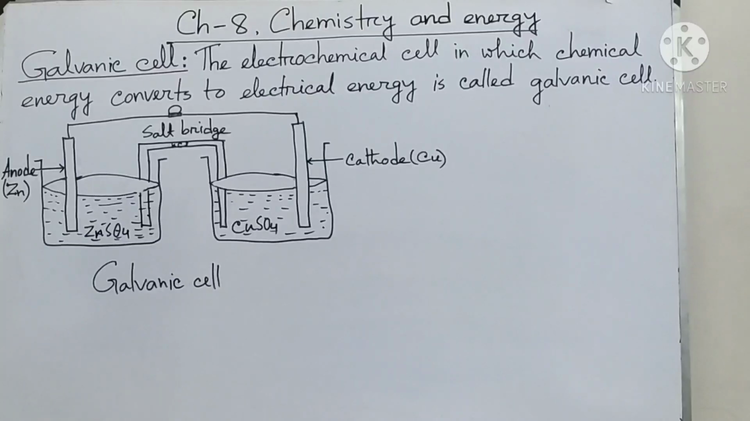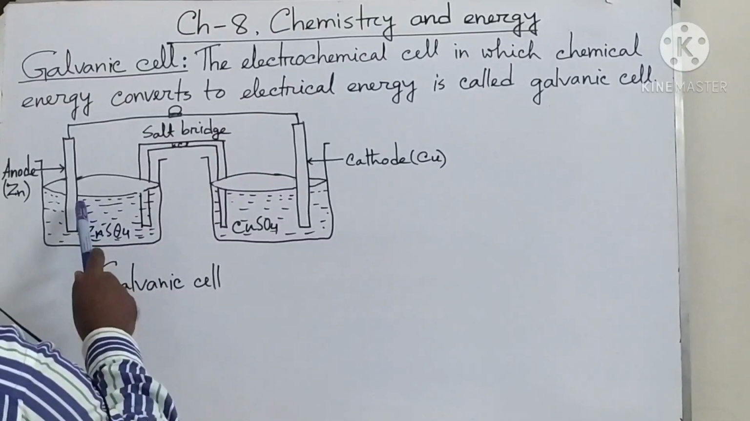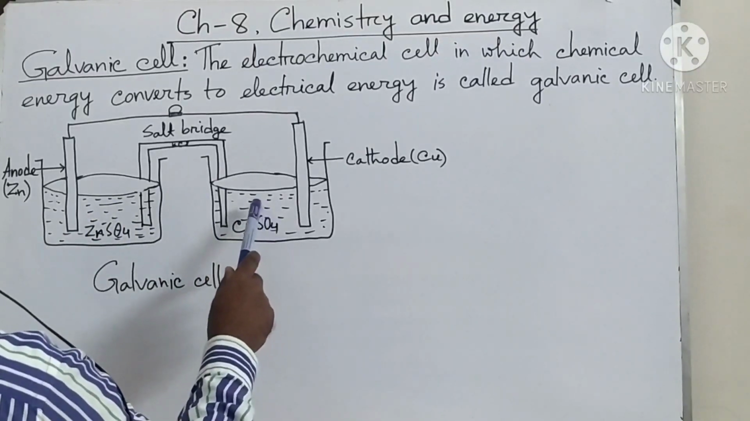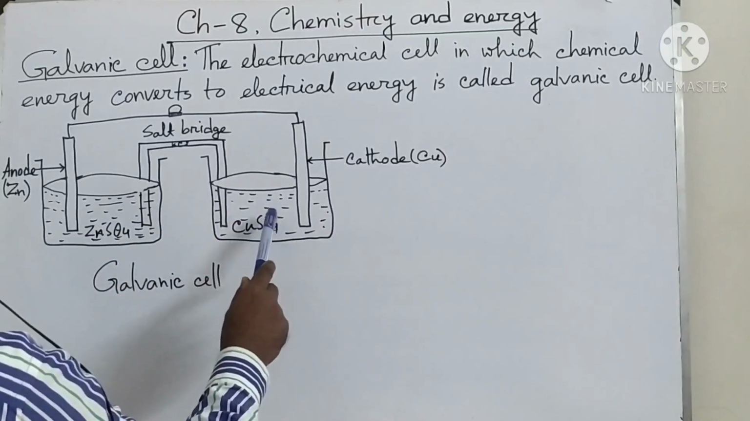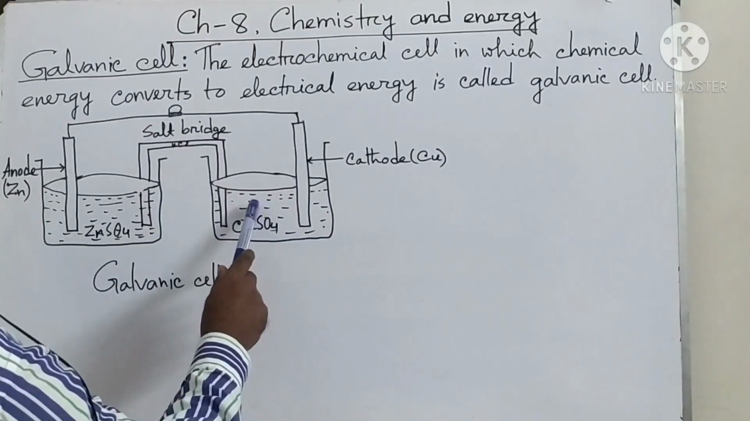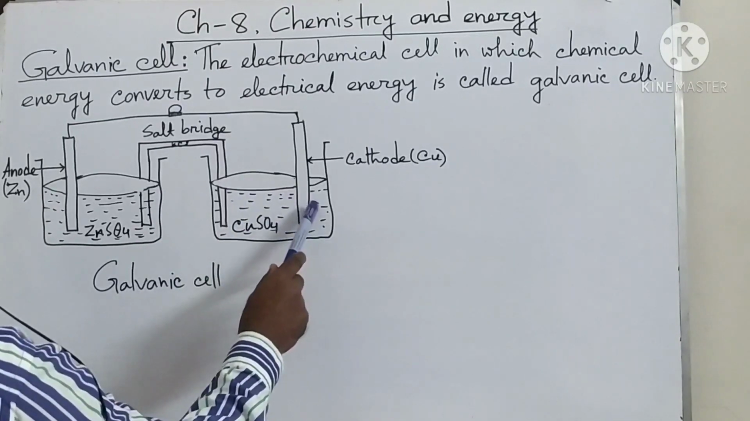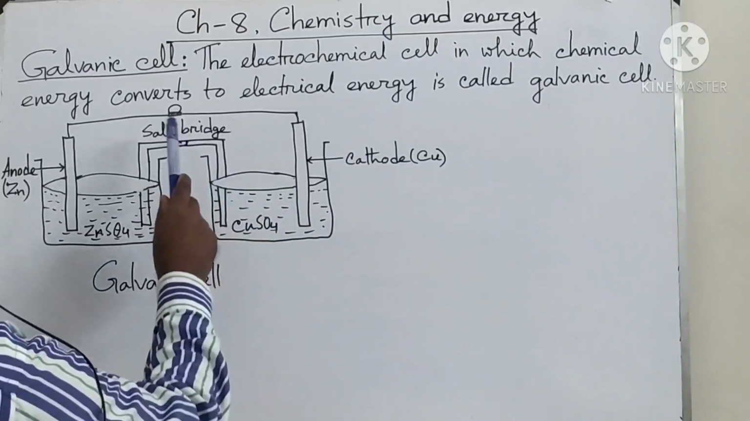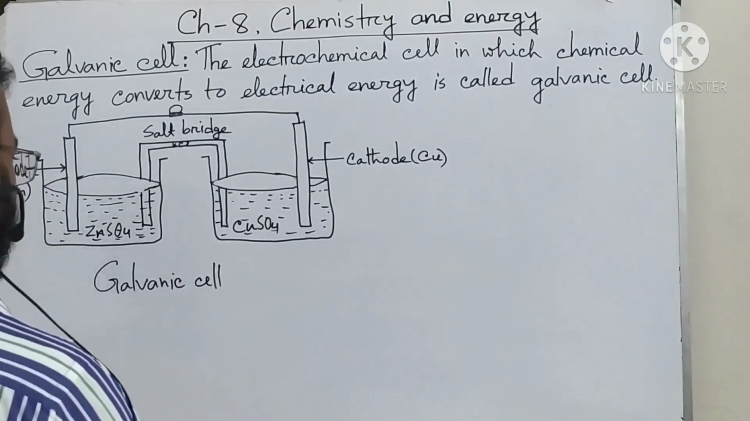Now mechanism. In the anode zinc releases 2 electrons to form zinc 2 plus ions in the solution. The released electrons are deposited in the anode and then flow to the cathode half cell. Copper 2 plus accepts electrons to form copper metal on the surface of the cathode. Due to the flow of electrons, electricity is produced and the light is turned on. Okay, now reaction.